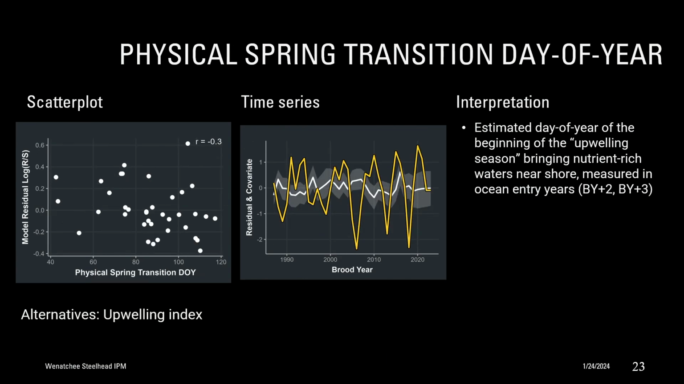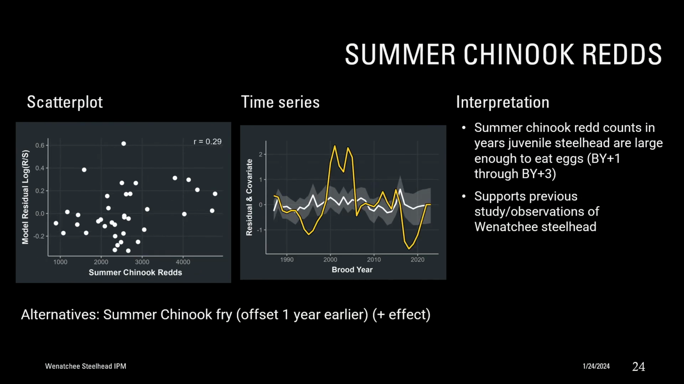The next effect is the timing of the physical spring transition, which is related to upwelling that brings nutrient-rich water to the surface in the nearshore parts of the Pacific around the time that the smolts are getting to the ocean. The later this transition happens, the worse the steelhead do relative to model predictions.